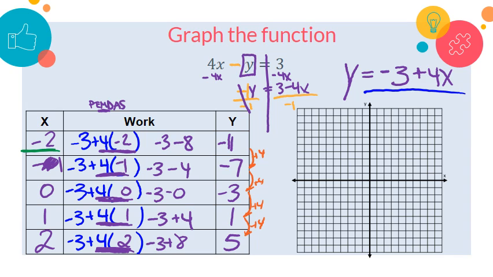Now let's plot. Negative 2, negative 11. We're just off my graph a little bit. Negative 1, negative 7. 0, negative 3. 1, 1. That's nice and easy. 2, 5. Okay, so as I take a look here, I got a nice clean line. I can't draw very good on here, so just pretend that that's nice and straight. Use your ruler if you need to. But I have a line.